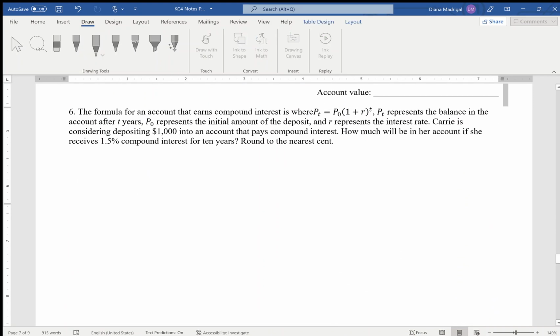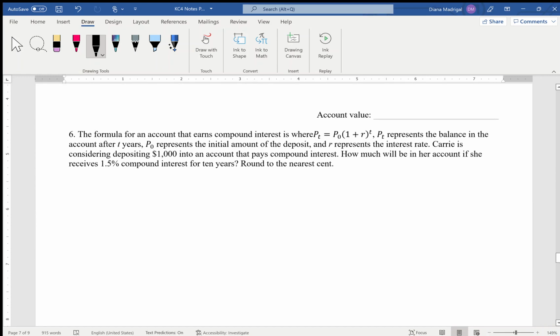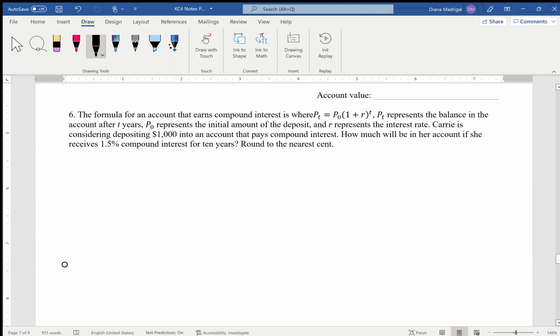All right, number 6. Number 6 can be a little bit confusing, but it's just the wording of the problem that's confusing, but it's the same thing, okay? Basically, forget everything that they tell you. Don't get it confused. It says the formula for an account that earns compound interest is PT equals P0 times (1 plus R) to the power of T. It says PT represents the balance in the account after T years. Again, T is the unknown. T represents the years.